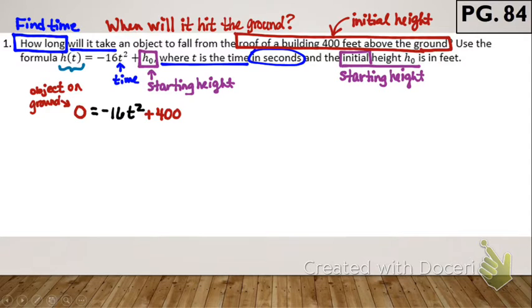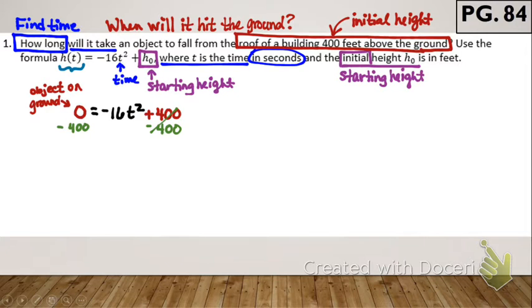Okay, so the object is on the ground, so I put 0 there. This is our starting height, 400 feet up in the air. T is what we're looking for, so I can't substitute anything in there. What can I do to solve this now? What'd you say? Not yet. We can bring the 400 to the other side. That is something that we can do. So I would subtract 400 from both sides.